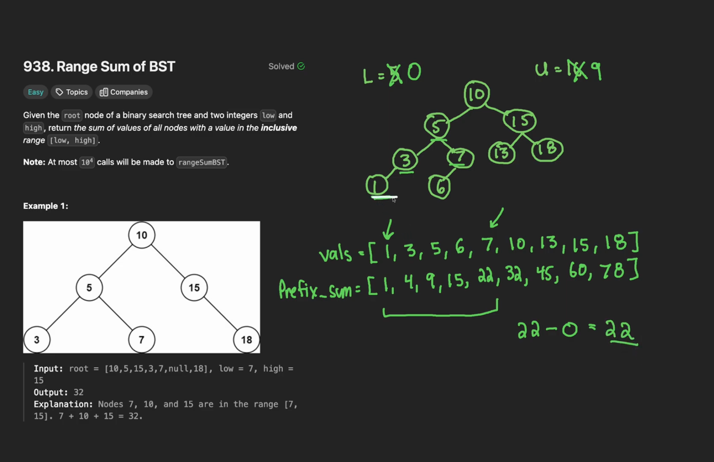Let's double check our work. If we have 1, 3, 5, 7, and 6, sorry, we had 6 before as well, then add it up, we get 22. The difference is just that.